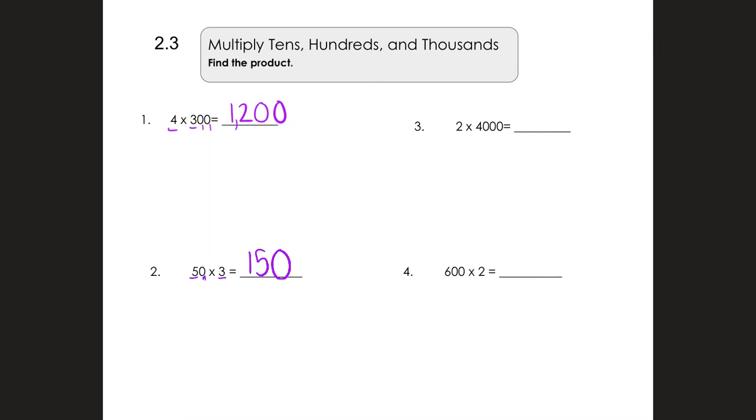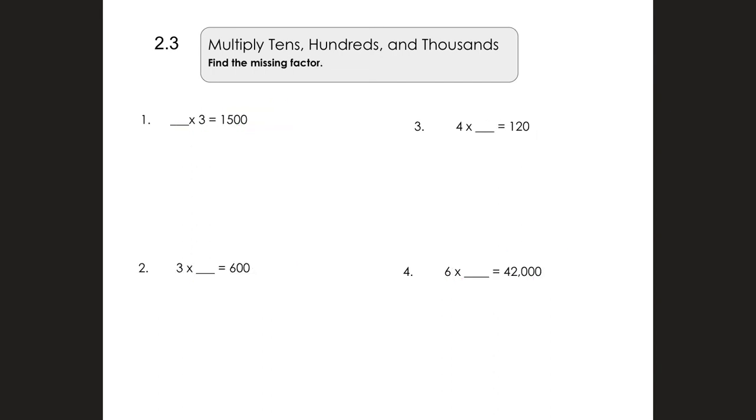Number 3, 2 times 4,000 is easy because 2 times 4 is 8, and then I add my 3 zeros and my comma. And 600 times 2 is easy because I know 6 times 2 is 12. I add 2 zeros and I put my comma. 3 questions on your quiz will look like this.